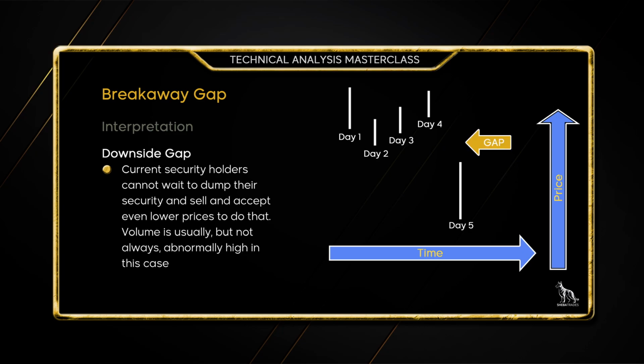And what that means is the current security holders just want to get out of it. They just want to dump that security, sell it, and they're even willing to accept even lower prices to do that. They're willing to go even lower than whatever the low of the previous day was. They just want out. And volume, again, is usually, but not always, abnormally high in this case as well. Again, there's some kind of event, something happening, and there's a mass movement either up or down.